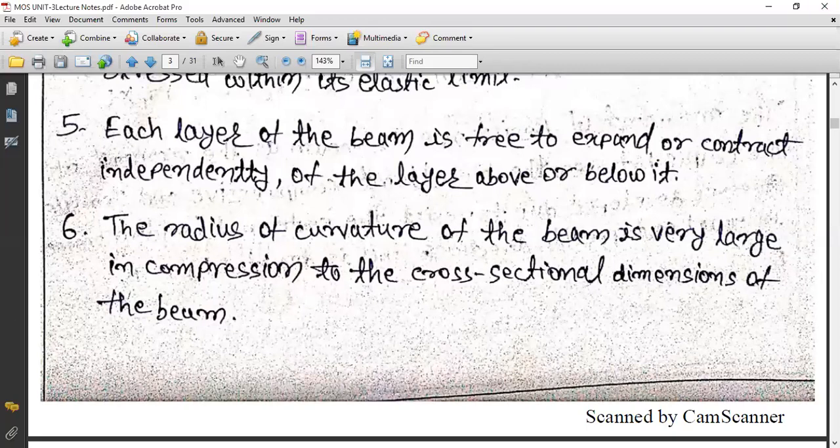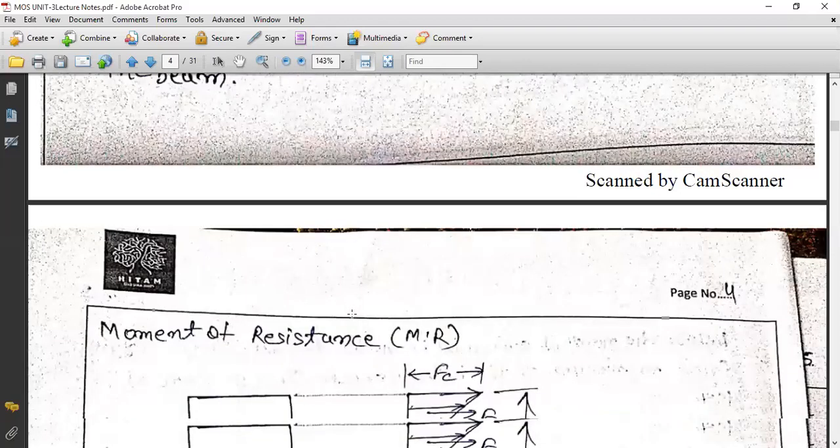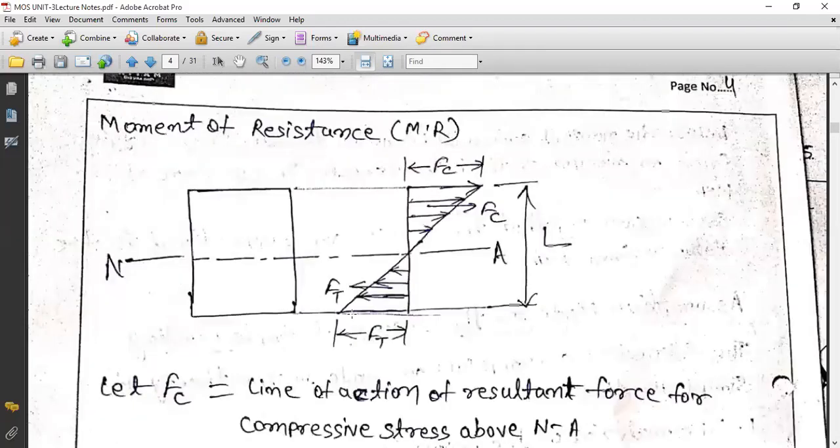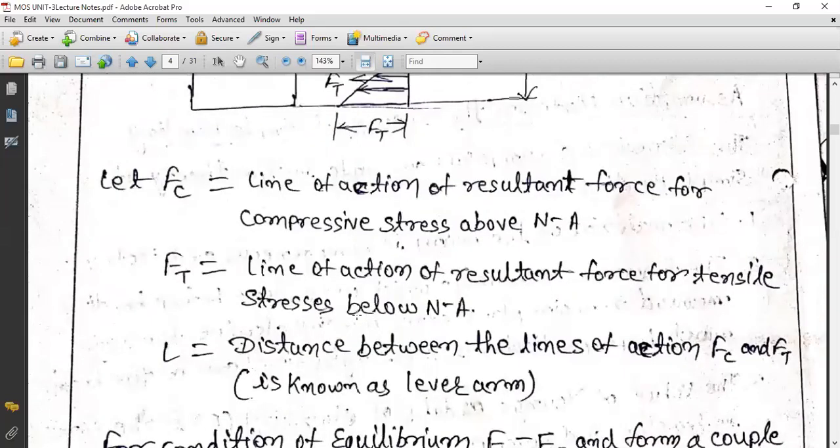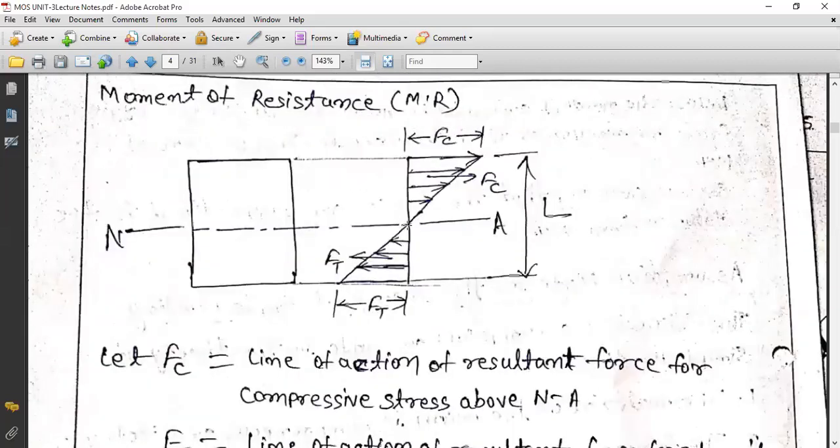I am going to the moment of resistance. What is the moment of resistance? Suppose this is one fixed point and this is another fixed point. When there is movement, this will move in this direction and this will move in this direction.